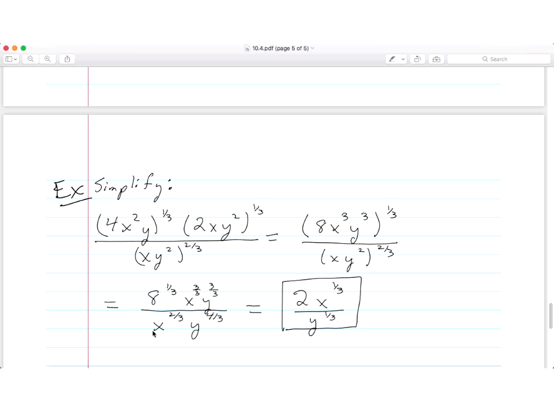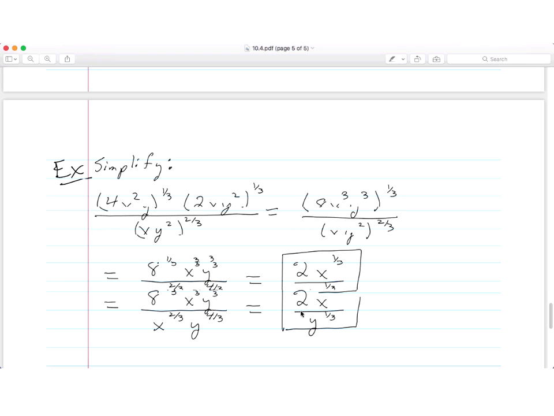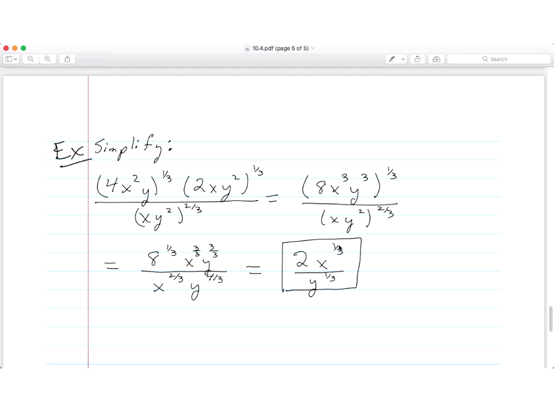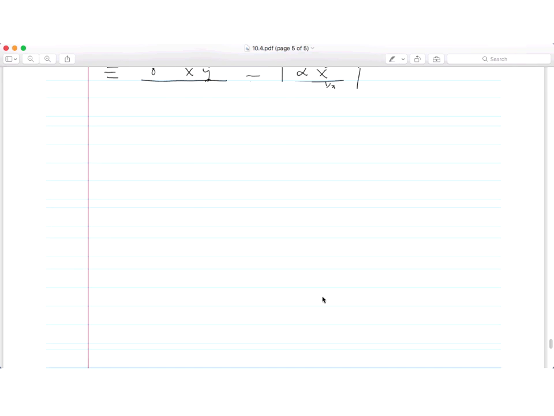X to the 3/3 divided by x to the 2/3. Well, 3/3 minus 2/3 is 1/3. Y to the 4/3 divided by y to the 3/3. 4/3 minus 3/3 is 1/3. So I get 2x to the 1/3 over y to the 2/3.